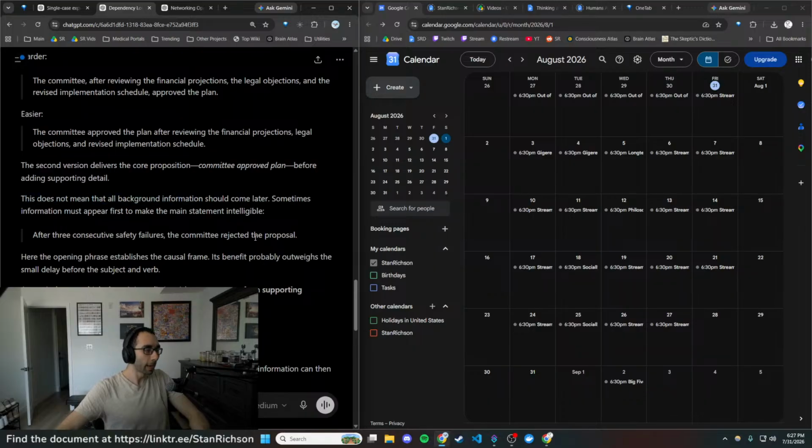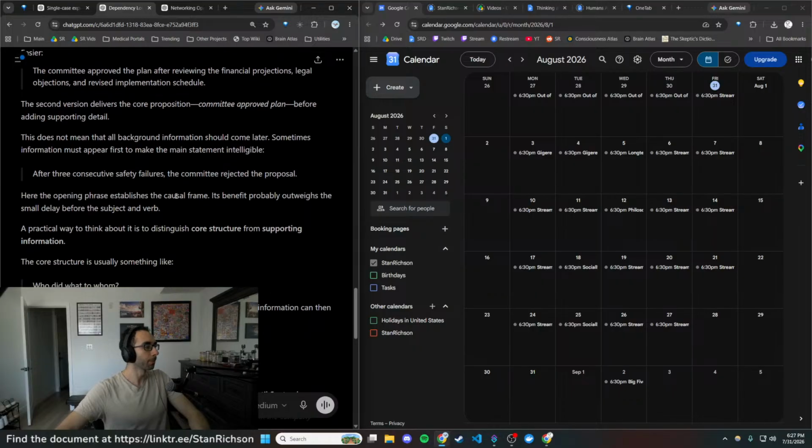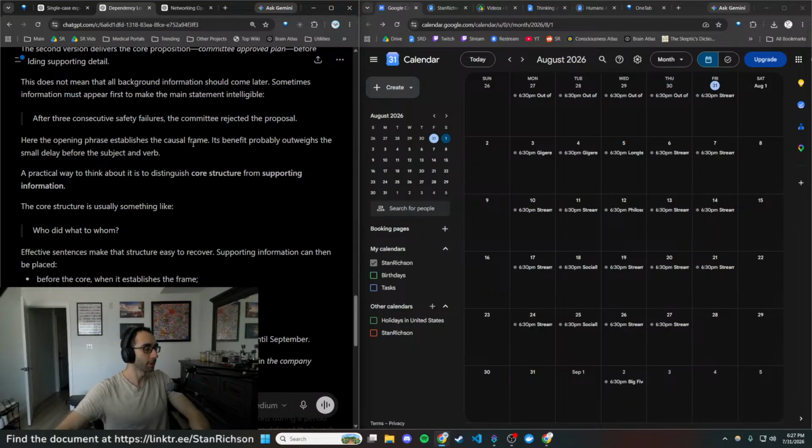This does not mean that all background information should come later. Sometimes information must appear first to make the main statement intelligible. So something like, after 3 consecutive safety failures, the committee rejected the proposal. Here the opening phrase establishes the causal frame. Its benefit probably outweighs the small delay before the subject and verb.